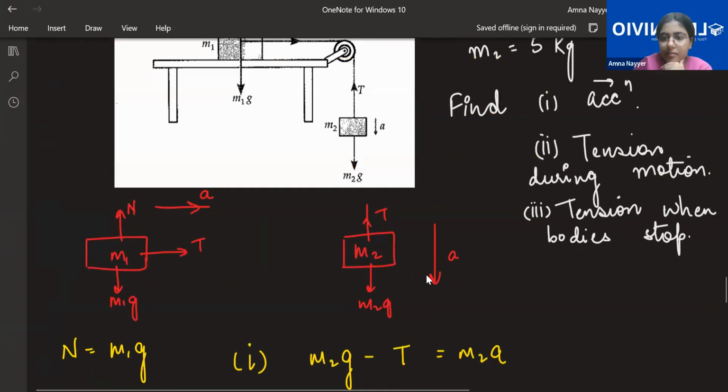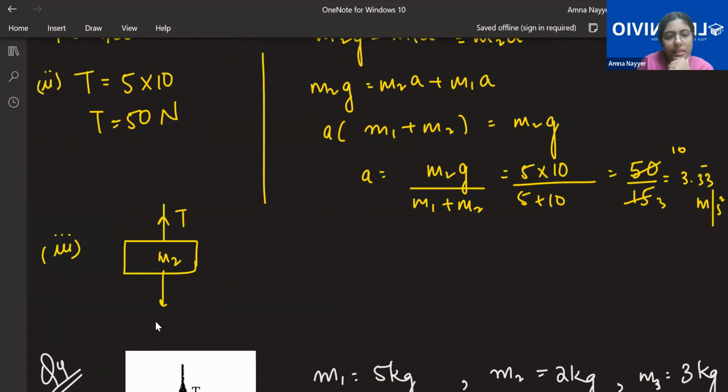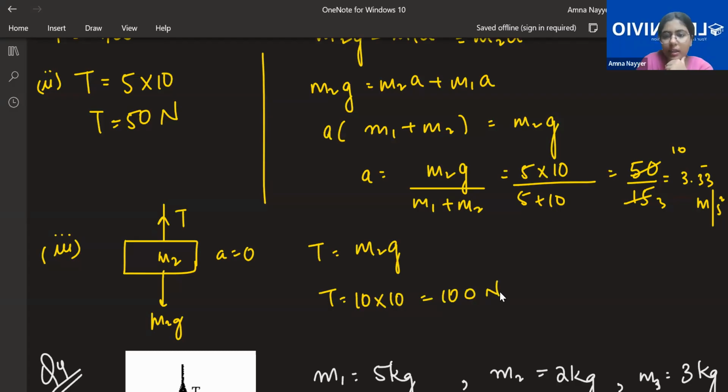But here, when acceleration becomes zero, I'll just redraw it, third part. Won't it be like M2 is there, tension above, below is M2G. And if acceleration is zero, we can say tension is equal to M2G, which is equal to 10 into 10, around 100 Newton. You will get the answer.